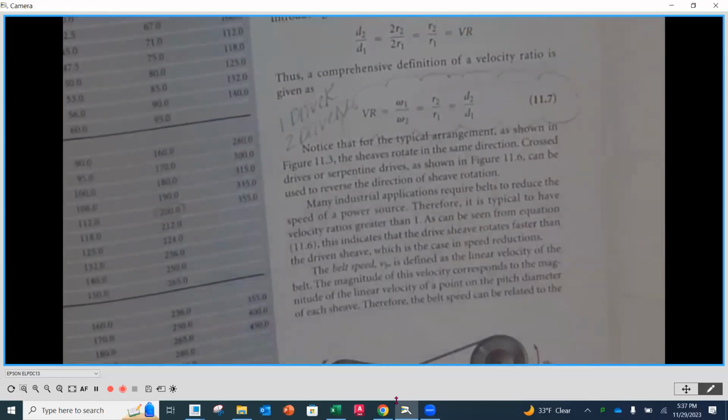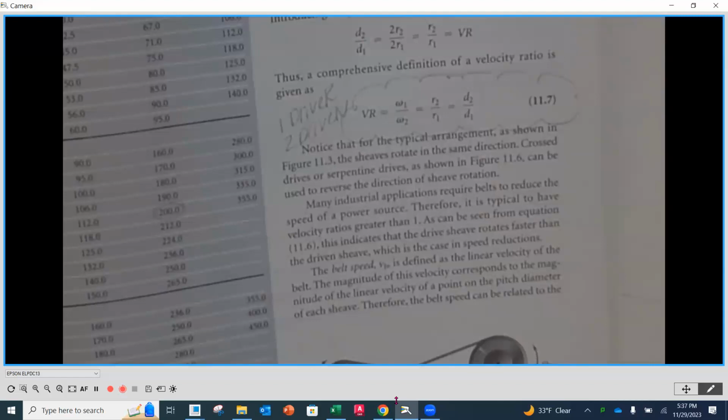All right. How come we don't have number of teeth here? We had Ns for gears. Unless you have a timing belt, but there are no teeth on a V belt, right? Yep, it's smooth. It's just based on the diameters. Right. Good.